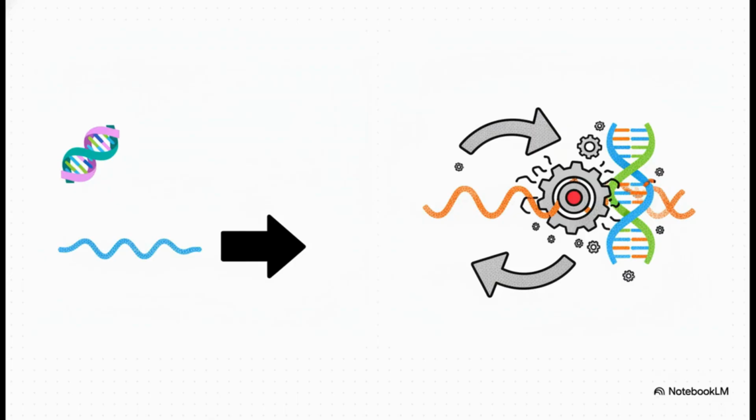Normal cellular transcription reads DNA to make RNA, right? But here, the retrovirus runs the whole process backward. Using its reverse transcriptase enzyme, it synthesizes complementary DNA straight from its RNA payload, while the original viral RNA gets degraded. Then, it synthesizes a second DNA strand, resulting in double-stranded viral DNA.